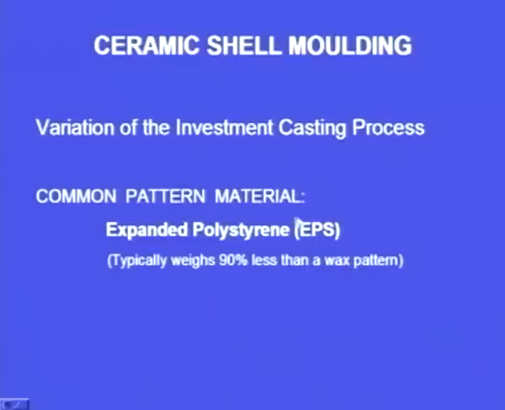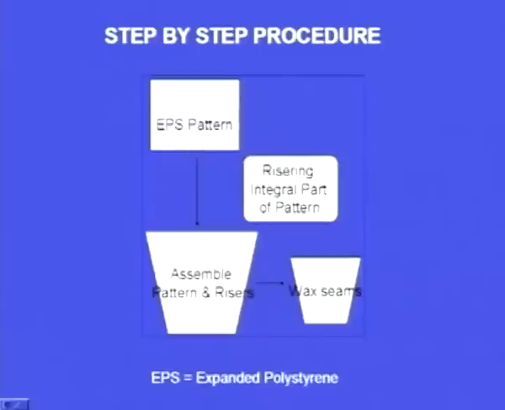The common pattern material is the expanded polystyrene, and this weighs 90% less than a wax pattern. In investment casting, we use wax as the pattern material, and in this process the common pattern material is the expanded polystyrene, that is the EPS. This weighs 90% less. Let us see the step by step procedure in this process.